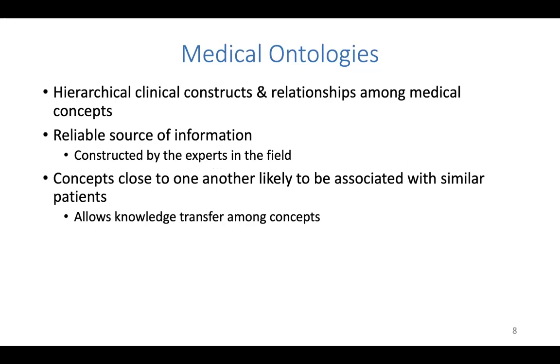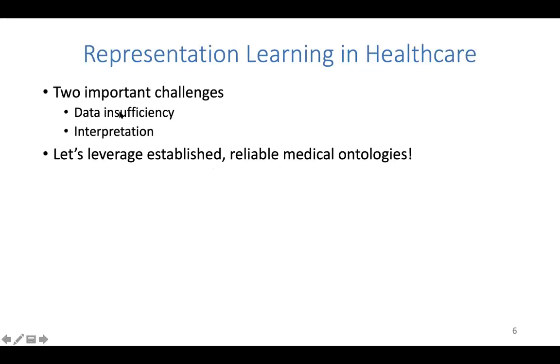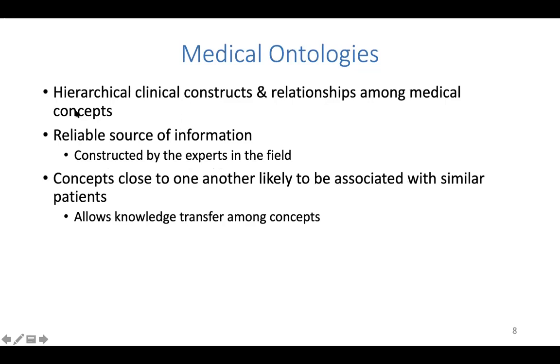So the reason for using medical ontologies to overcome these two important challenges is, one, it's a reliable source of information. The ICD-9 code hierarchy or CCS or even SNOMED, any DAG-structured clinical domain knowledge source, is constructed and curated by experts in the field. So a lot of doctors have poured a lot of effort into building very accurate, reliable DAG-structured knowledge. So it's a very reliable source of information.